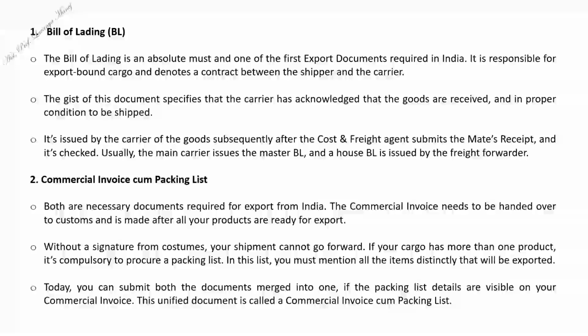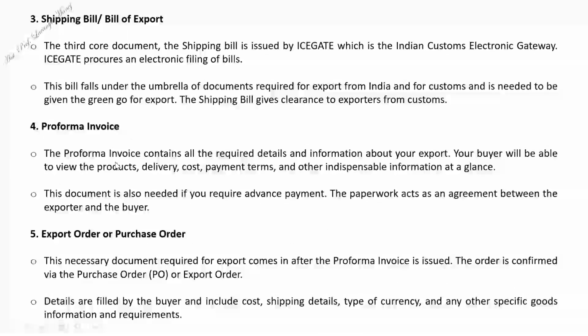Commercial invoice and packing list. This is the second document. The first document is the pro forma invoice. As soon as a trade is confirmed by the buyer and the seller, the buyer agrees to buy the product at that particular price. So there is a contract between the buyer and seller, they agree for a trade. Once that is confirmed, immediately the pro forma invoice is generated.